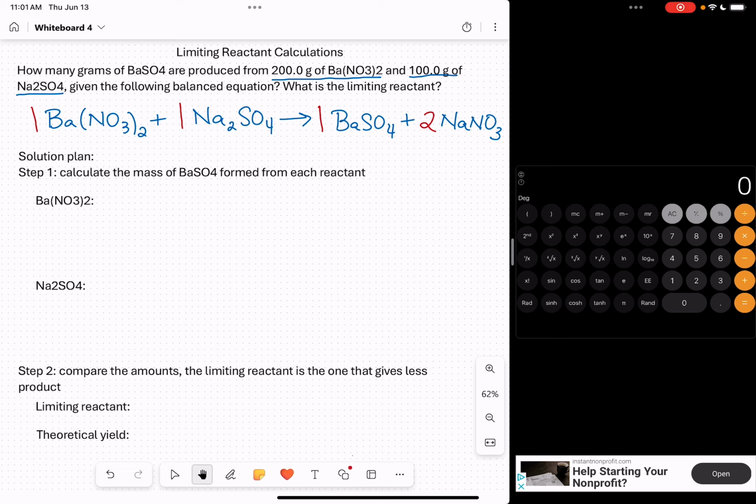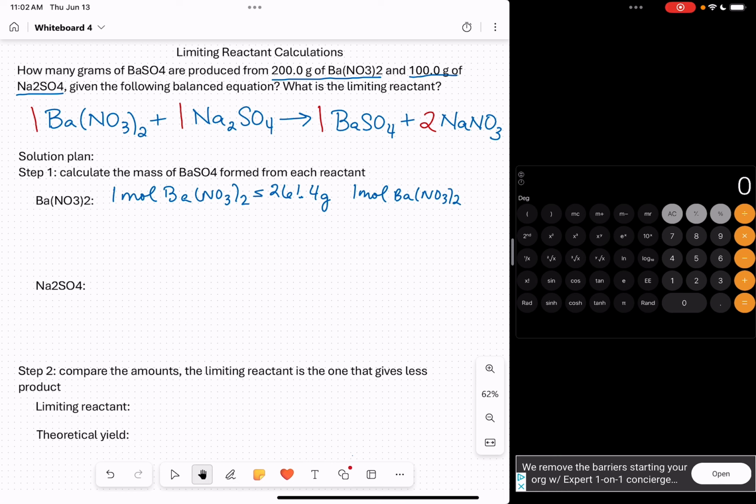Before we do our mass calculation, we need the molar mass of barium nitrate, which is equal to 261.4 grams per mole. And we also need the mole ratio from the reaction equation. So 1 mole of barium nitrate is equal to 1 mole of barium sulfate. So it's a 1-to-1 ratio, which is going to save us some calculation time.